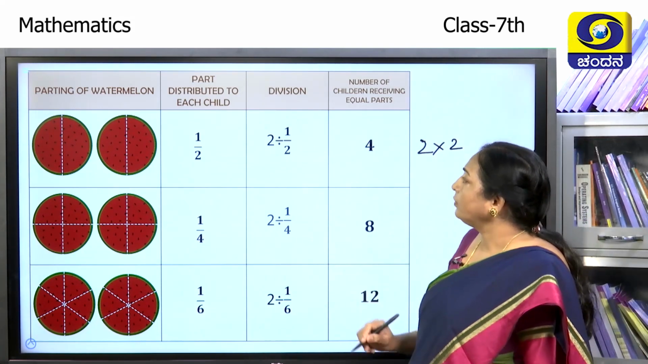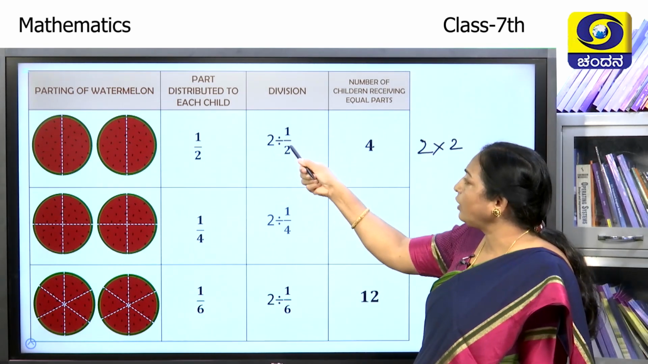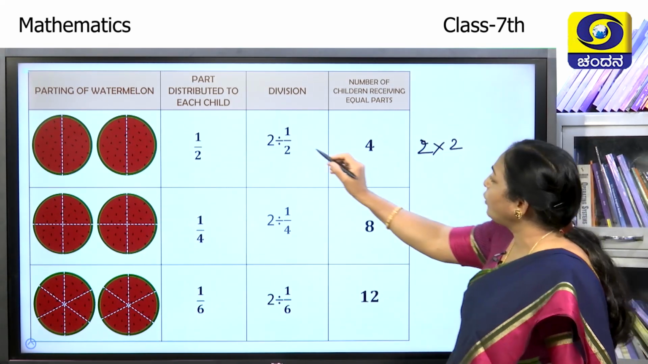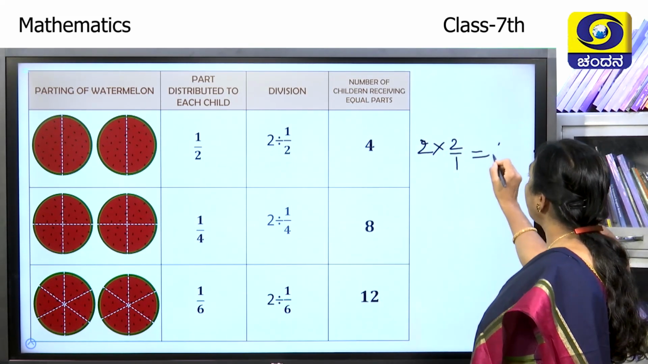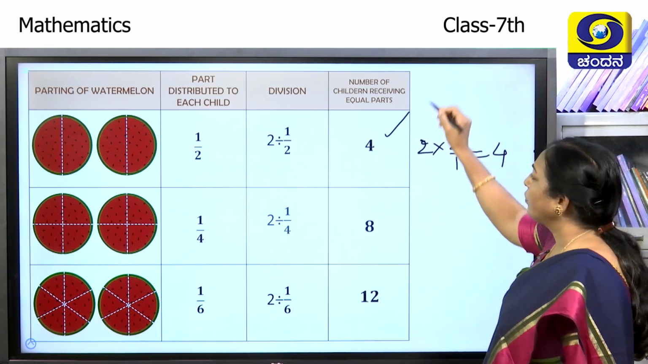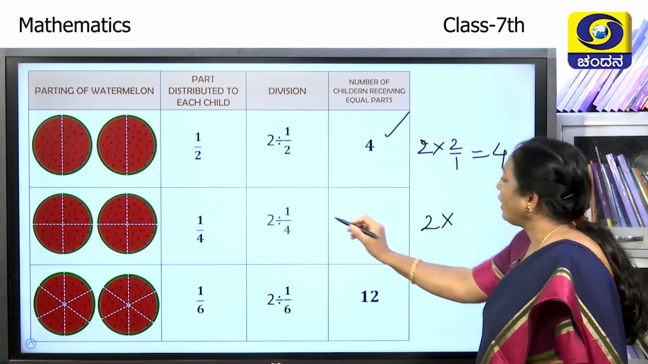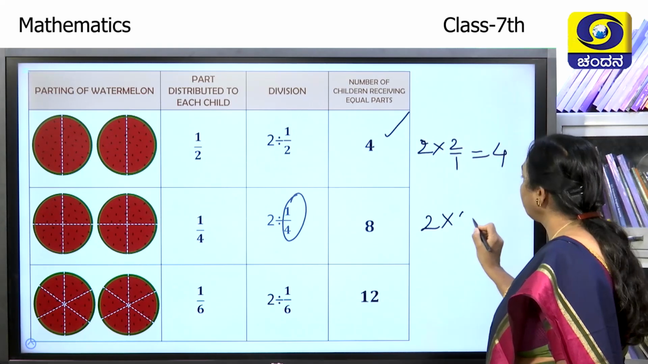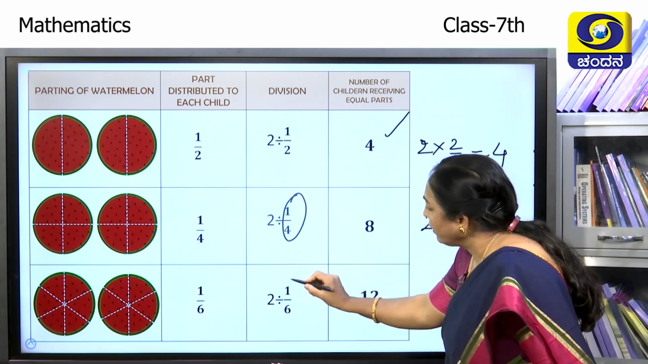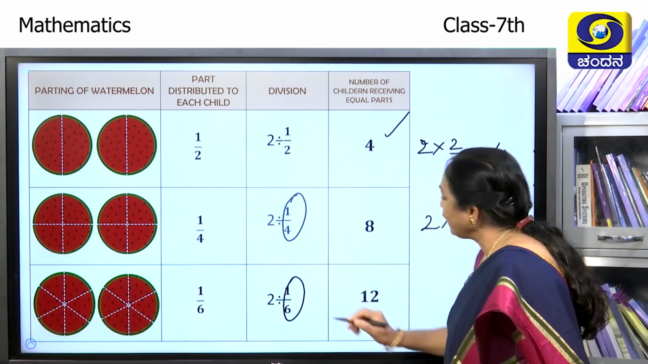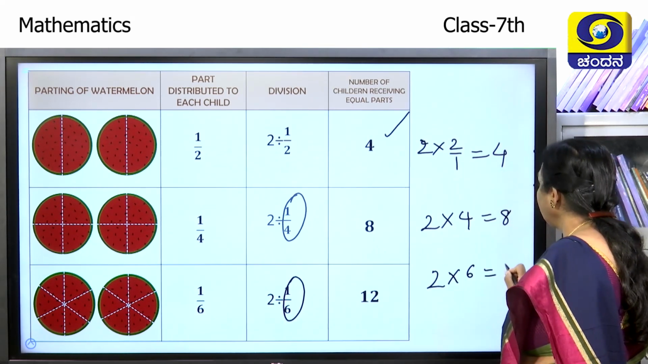Observe the division column, 2 divided by 1/2. The whole number divided by a fraction. Multiply 2 by the reciprocal of this fraction, we will get 4. What is the answer here? 4. Again, if you multiply 2 by the reciprocal of 1 by 4, we will get 8. If you multiply 2 by the reciprocal of 1 by 6, it is 12.